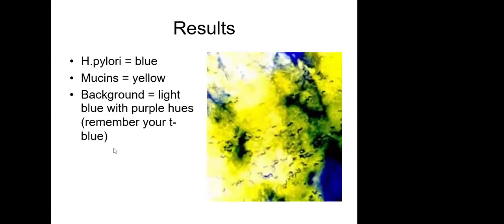And then this is what it looks like. Your background will be like a light blue, maybe some little purple hues to it from your T blue. Your mucins are going to be yellow. So here's that sort of mucin bath. And then all these little squiggly swimmer guys in here, that is the H. pylori that's feeding off of the mucins.